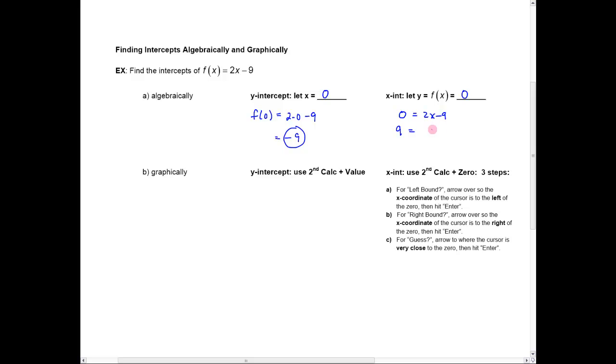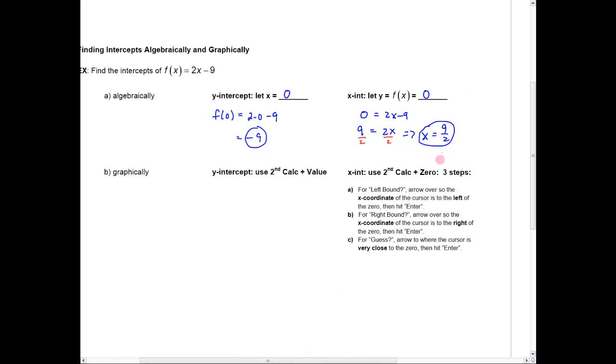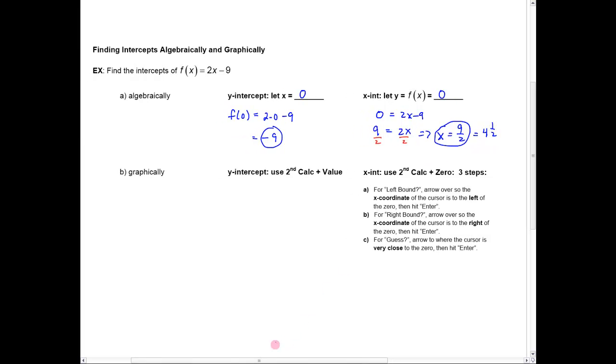So I'm going to add 9 to both sides, and then go ahead and divide both sides by 2, so that my x value is going to be 9/2, and that's going to be my x-intercept. So I know that my x-intercept's 9/2 or 4.5 when I go to graph it. Okay. I also want to illustrate how we find these graphically.